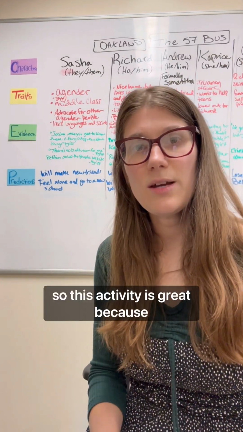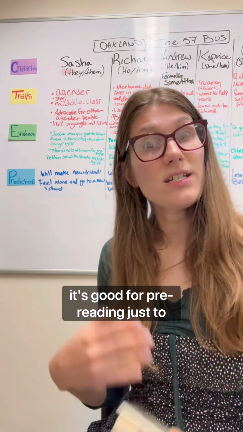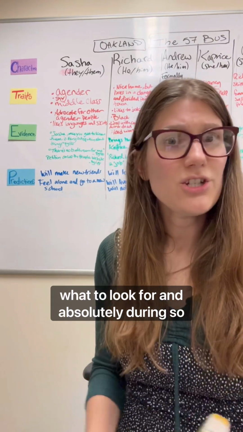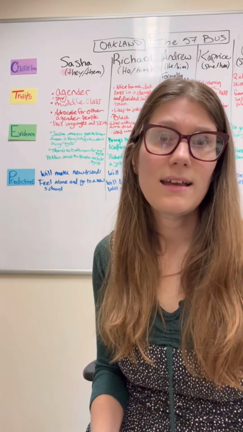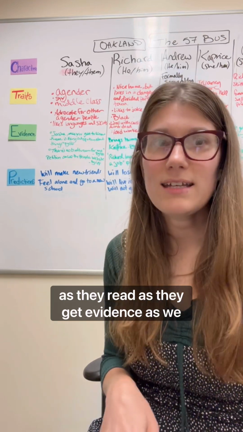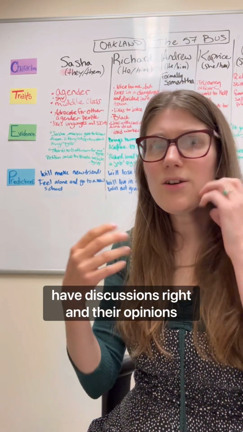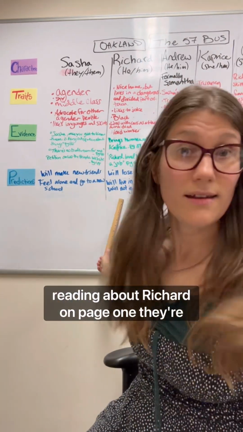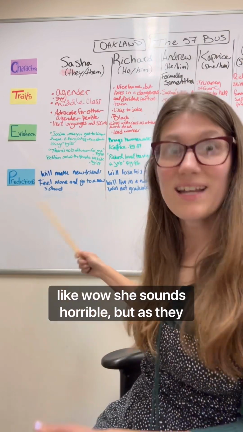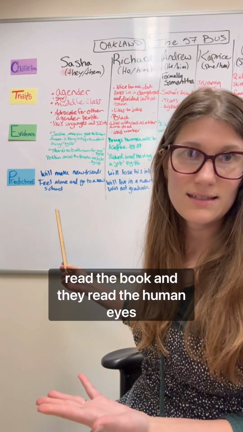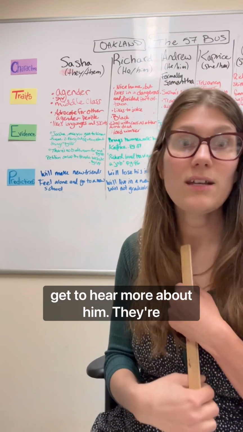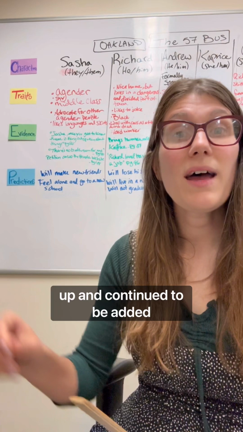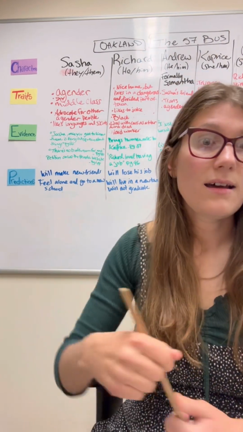So this activity is great because it's good for pre-reading, just to get things set up so that students know what to look for, and absolutely during. So it's going to build as they read, as they get evidence, as we have discussions, right? And their opinions might change. They might think, reading about Richard on page 1, wow, he sounds horrible. But as they read the book and he gets humanized and we get to hear more about him, they're like, wow, he's different than I thought. So that's something that also can be brought up and continued to be added in the classroom.